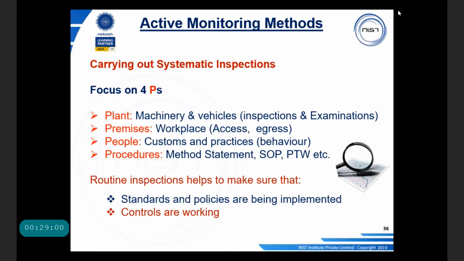Carrying out systematic inspections focus on 4 P's: plant, machinery, vehicles and inspections and examinations; premises, workplace access, egress; people, customs and practices, behavior; procedures, method statement, SOP, permit to work, etc. Routine inspections help to make sure that standards and policies are being implemented, controls are working.